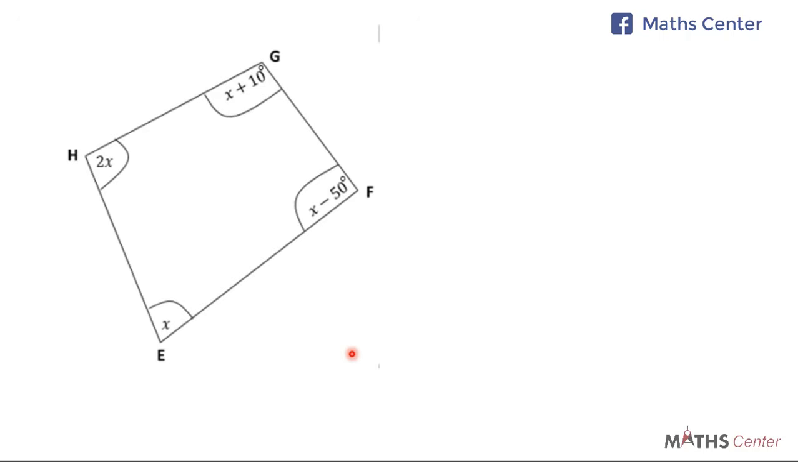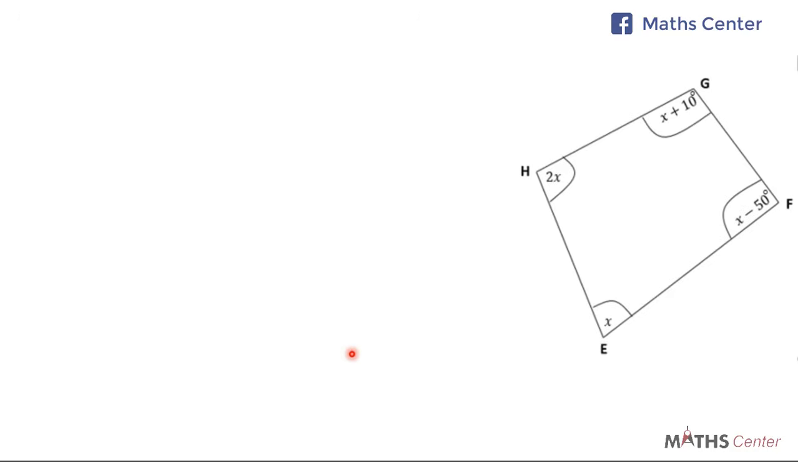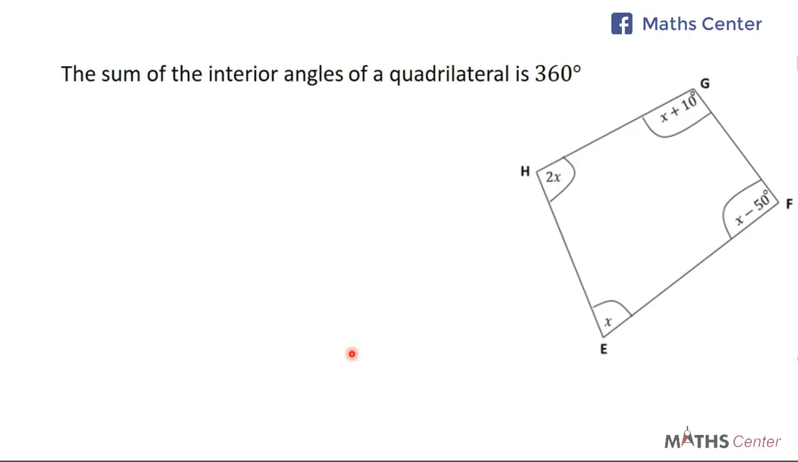So here we are finding the value of S. Now we know that the sum of the interior angles of a quadrilateral is 360 degrees. So what this means is that if we add 2S to S to S plus 10 to S minus 50, we are supposed to get 360 degrees. So we add all the interior angles of the quadrilateral, and we equate that to 360 degrees.